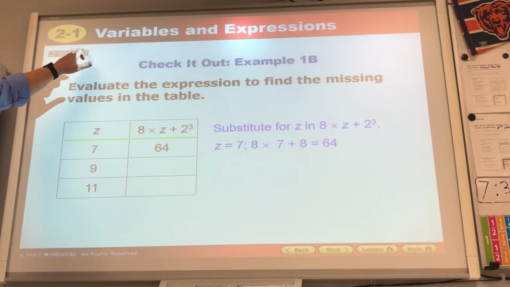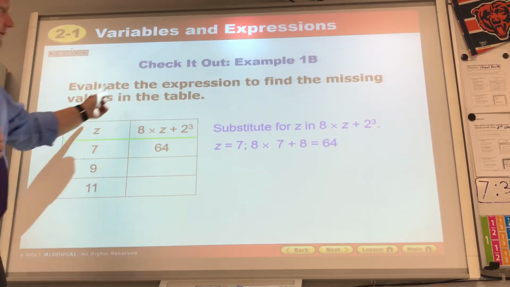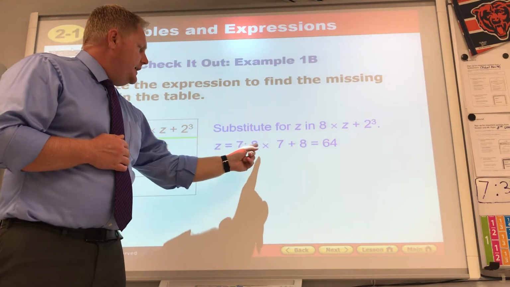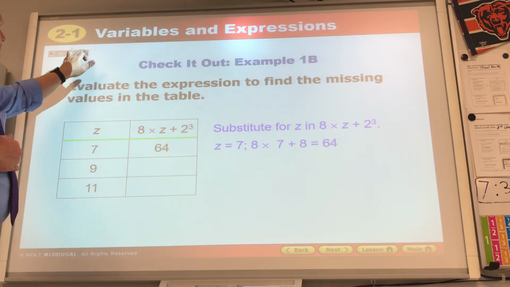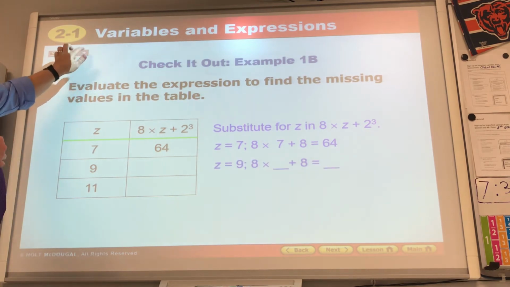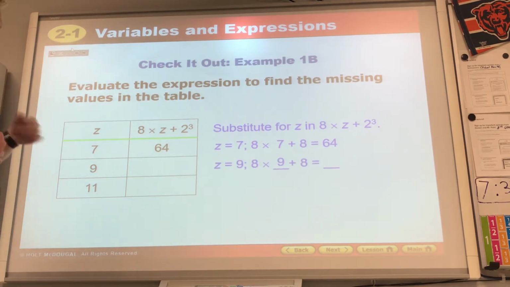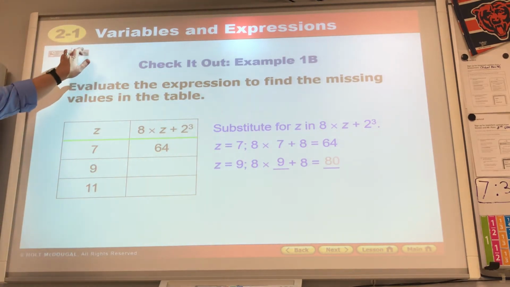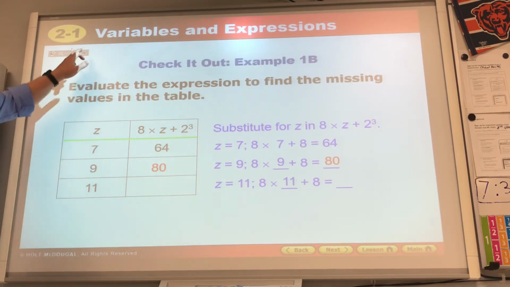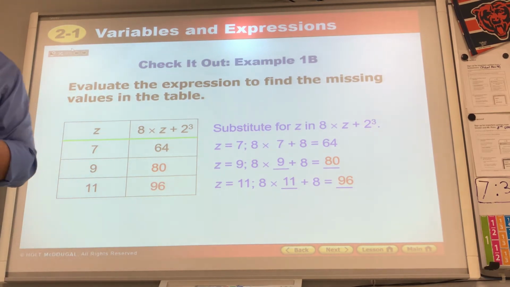So when we substitute, the 7 goes in there in the middle. 8 times the 7 plus 8, and we get our answer of 64. Now the 9 goes in that middle where the z was at, and we get 80. And then for the next problem, the 11 went in where that was at, and when we do the work, we get 96. All that's good and well.